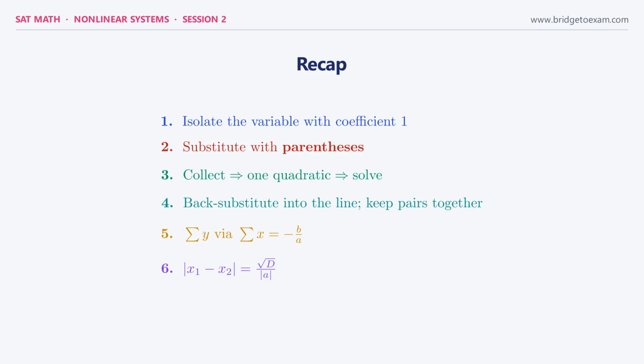And the shortcuts: for a sum of y's, use the line relationship together with Vieta's root sum. For the gap between roots, use the square root of the discriminant over a. A repeated root means one solution, and geometrically, that means tangent.